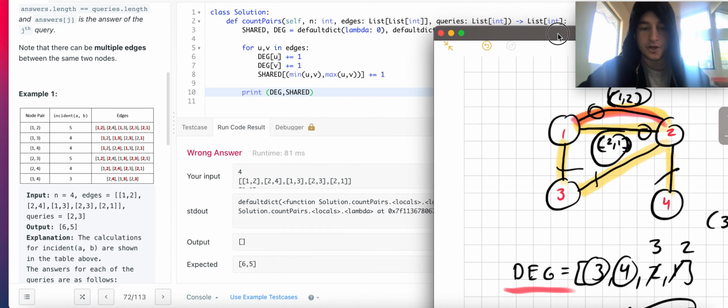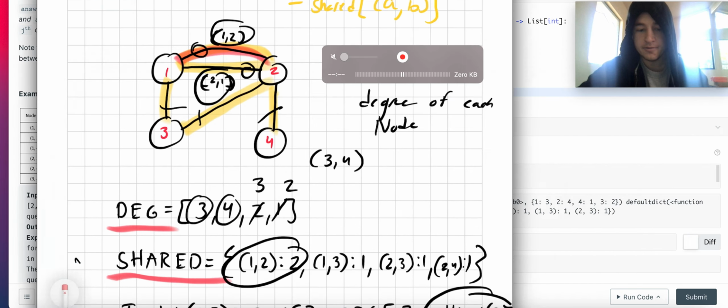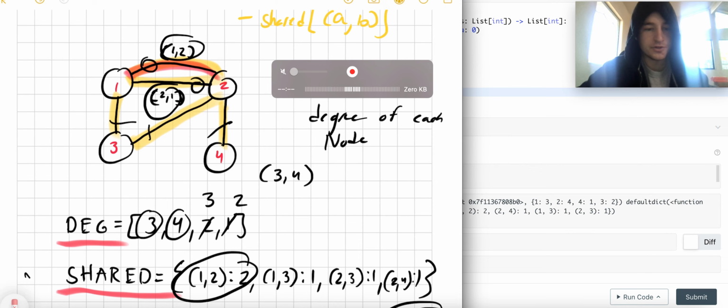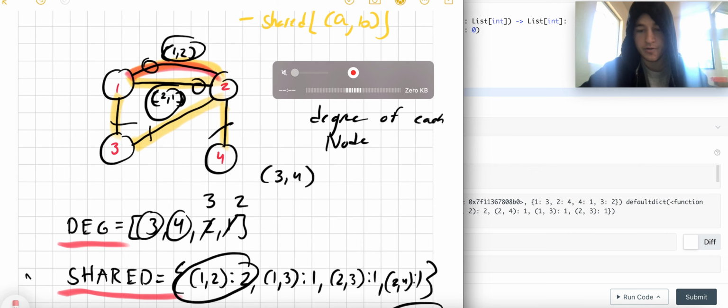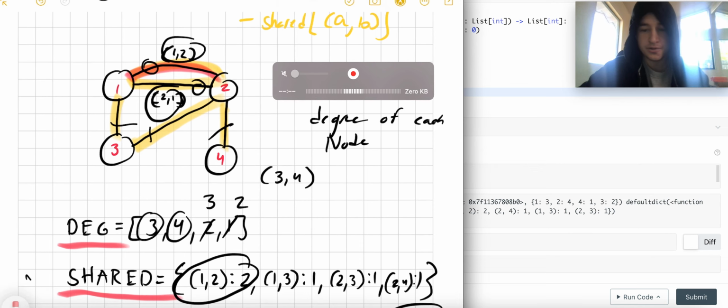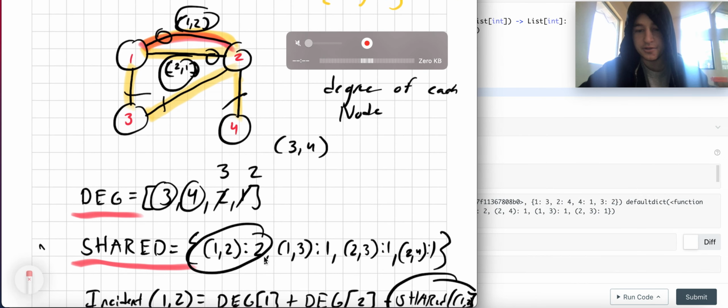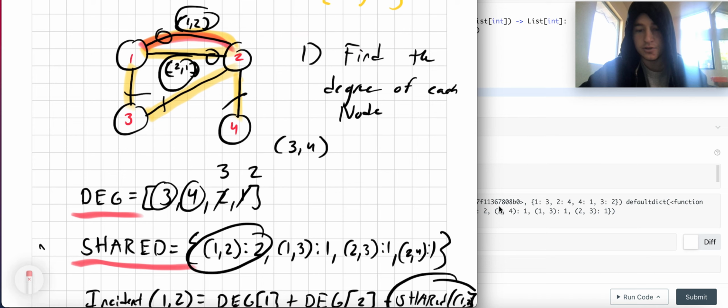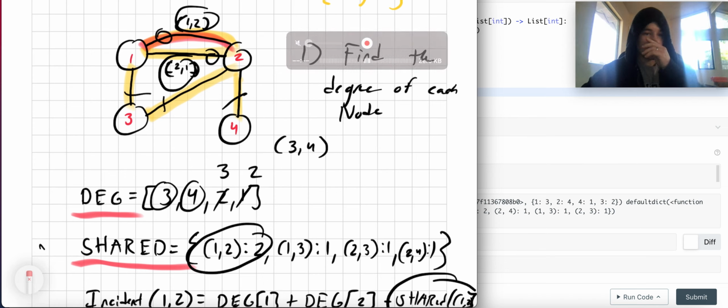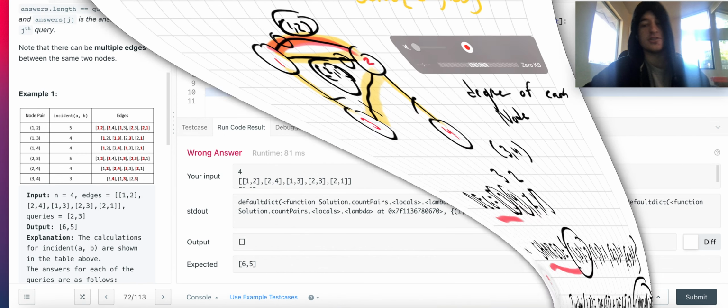So the degree of 1 is 3. The degree of 2 is 4. Yep. The degree of 4 is 1. The degree of 3 is 2. 1 and 2, they have shared 2. 1 and 3, 1. 2 and 4, 1. Okay, so this looks correct, right? This shared idea and this degree idea.